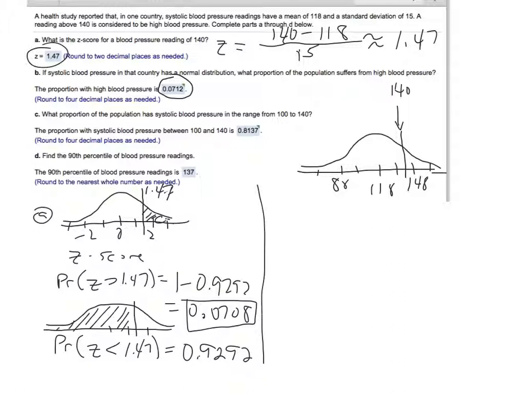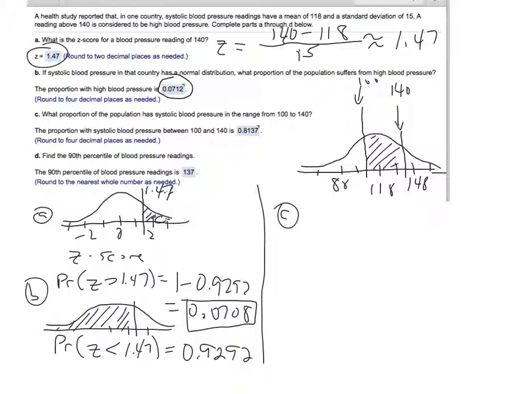Sorry, so that was part B. Part C asks what proportion is between 100 and 140. Now luckily 140 is already drawn on here, so all I need to do is add 100 here. And so part C is asking how much area is in between these two things.